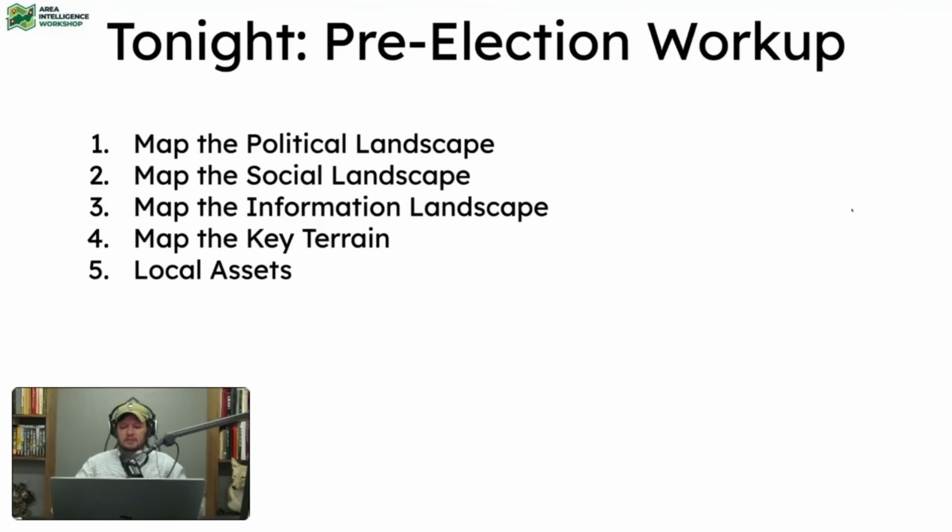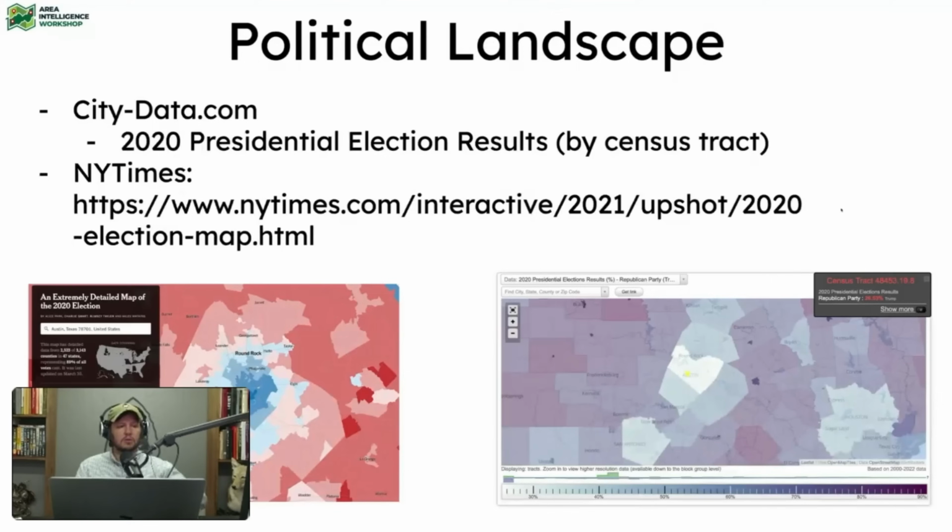All right, so for tonight, the remaining, say 15 minutes or so, then we'll do 15 minutes of Q&A. We're looking at a pre-election workup here. These are the 5 things that I'm looking at, and I would recommend you look at for doing a pre-election workup. If you're really concerned about the election going sideways and any kind of civil unrest or local political fallout, here are the 5 things: mapping the political landscape, the social landscape, the information landscape, mapping the key terrain, and then identifying local assets and building your network. We're going to start with the political landscape.